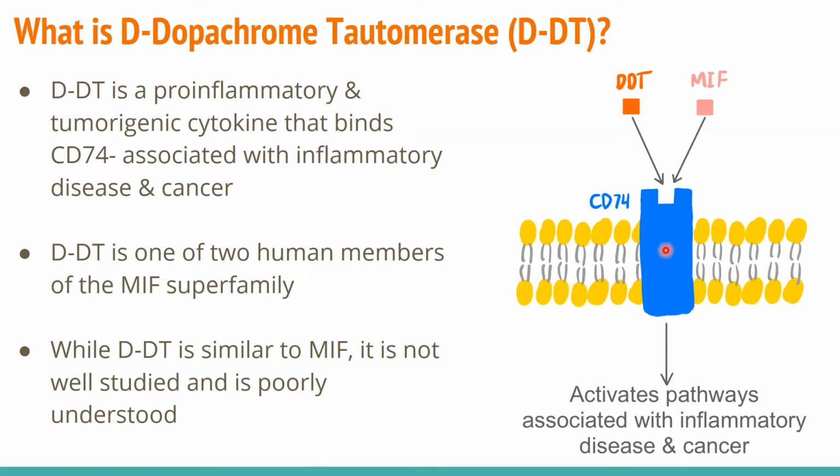DDT is one of 2 human members of the MIF superfamily, and while DDT is similar to MIF in that they both bind and activate CD74, DDT is not well studied and is poorly understood.